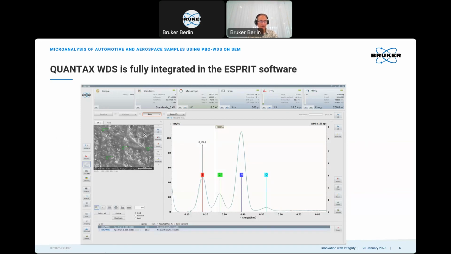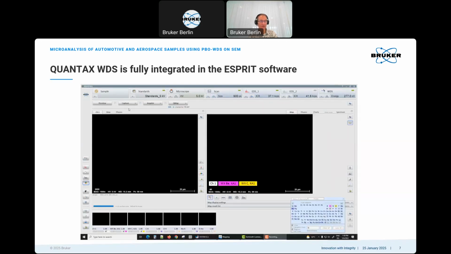QUANTAX WDS is fully integrated in the Bruker ESPRIT analysis software. On the top right, you see the configurator for WDS. EDS and WDS acquire the X-rays simultaneously, and the resulting data can be combined. Here you see a spectrum. It's a point analysis on a sample, and this is the spectrum with the EDS data and the WDS data. Here, a 3-point measurement with peak counts and counts on the background to either side of the peak. Remember that WDS is energy selective, so measuring one energy after the other.